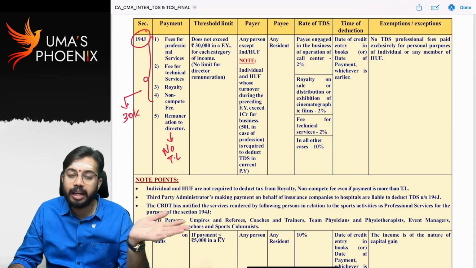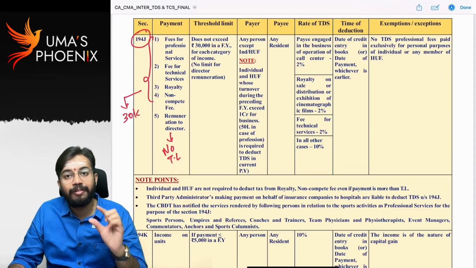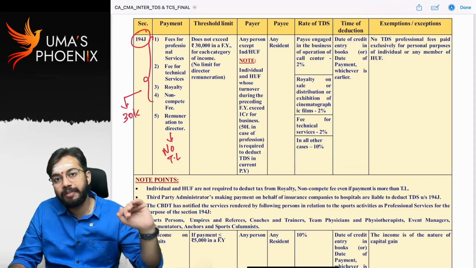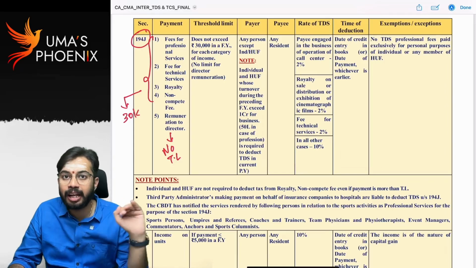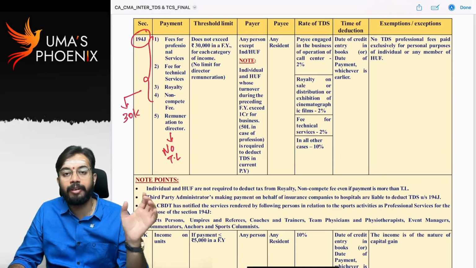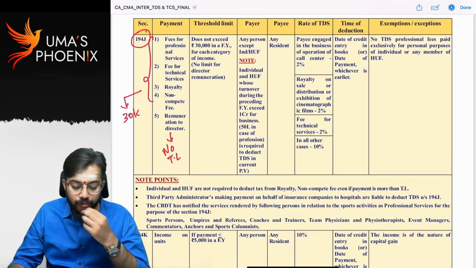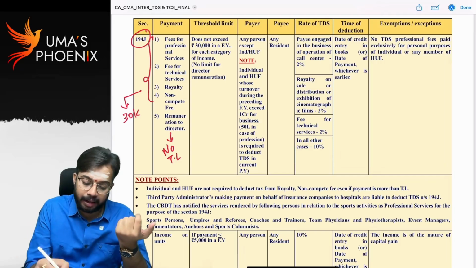So in the remaining cases, TDS is required to be deducted only if payment crosses 30,000 in a financial year for each category. For professional fees, 30,000 separate limit. For technical fees, 30,000 separate limit. For royalty, 30,000 separate limit. For non-compete fees, 30,000 separate limit. Okay. Now, sir, who is the payer?